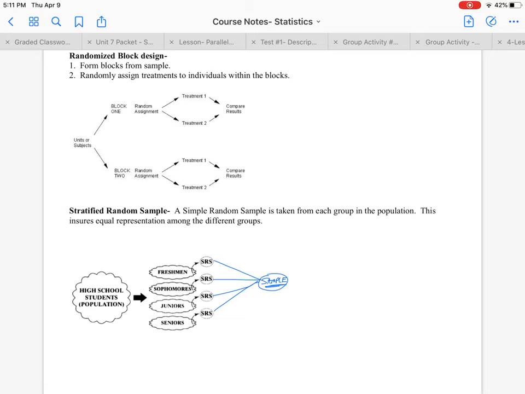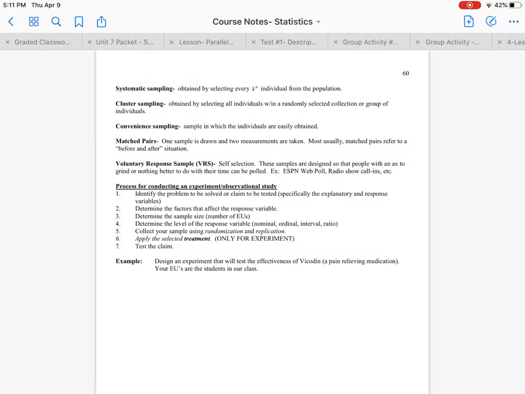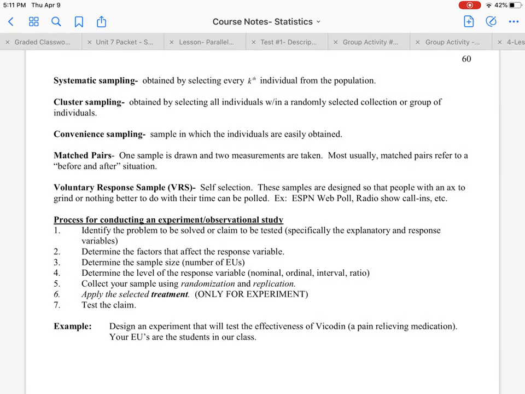Right. This is for me my default when it's not feasible to use a simple random sample because it's too complicated, and I can't think of any other way to do it. I usually go with a stratified.